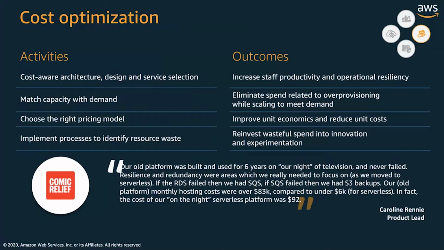So Comic Relief are a fantastic example of this. Their monthly hosting costs were over $83,000 with their on-premises platform. They're looking at a run rate of about $6,000 because they've moved to more of a serverless way of operating. So the on-night costs, or their highest cost of the year when Comic Relief have their big night once a year, was $92. So that gives you an indication of the huge savings you can make when you optimize costs.